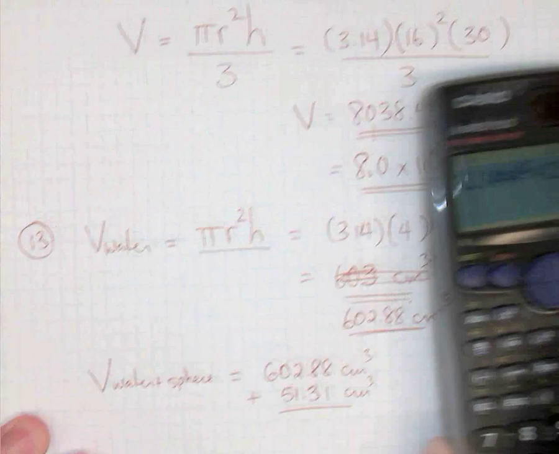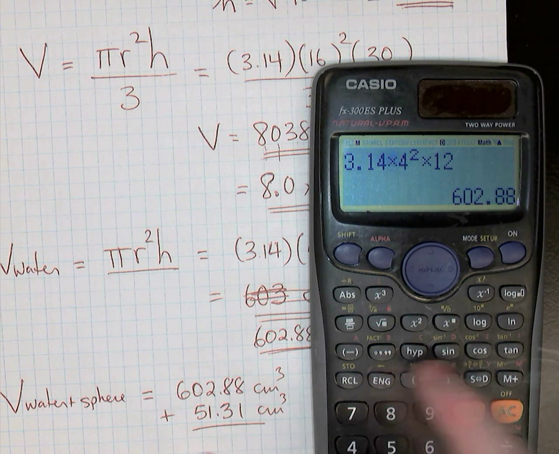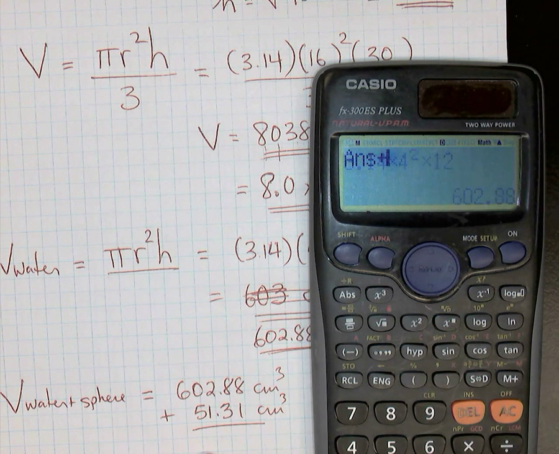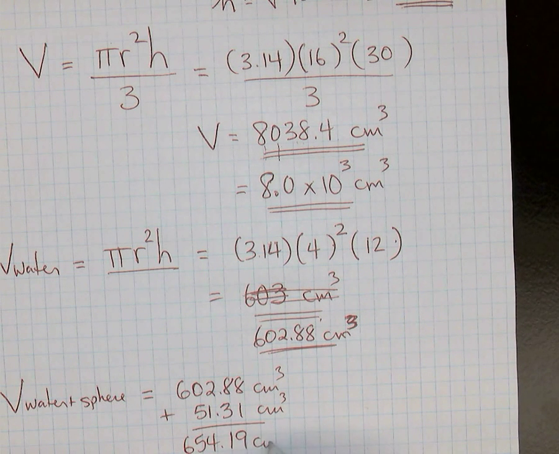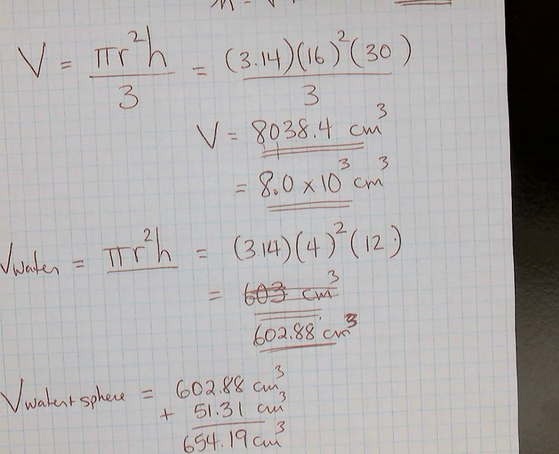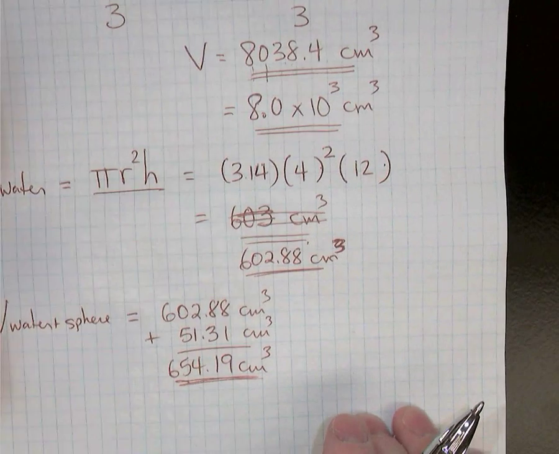When adding measurements, we know we round off according to the number of decimal places. So I'm going to keep 2 decimal places in this answer. So 602.88 plus 51.31, 654.19 cubic centimeters. And finally, let's see if we can find the height of the water at this point.